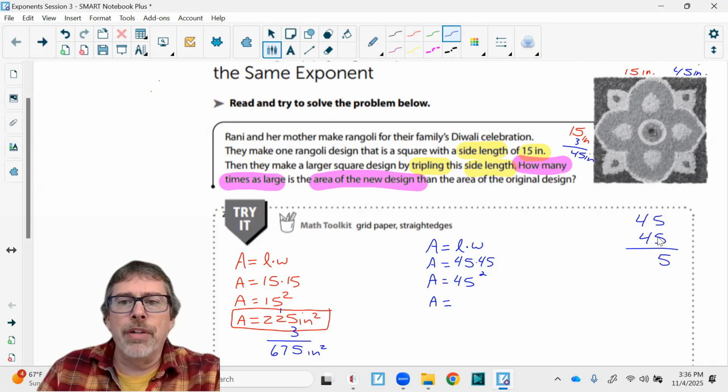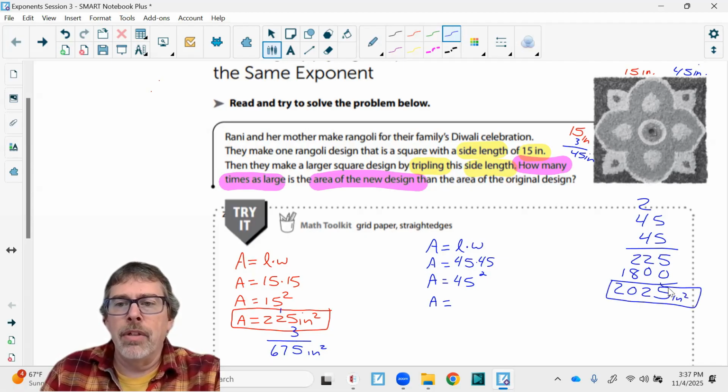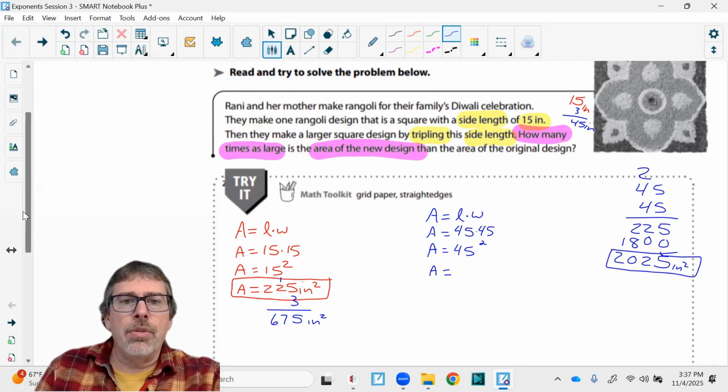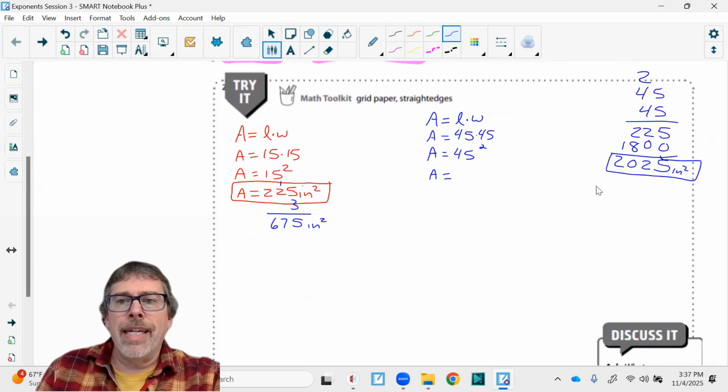5 times 5 is 25, carry the 2. 5 times 4 is 20, plus 2 is 22. Bring down a 0. 5 times 4 is 20. Bring the 2. 4 times 4 is 16, plus 2 is 18. Add them up, I get 2,025 inches squared. So this is the actual correct answer. 2,025 square inches. So then I asked the students, well, what could we do with this to get that?